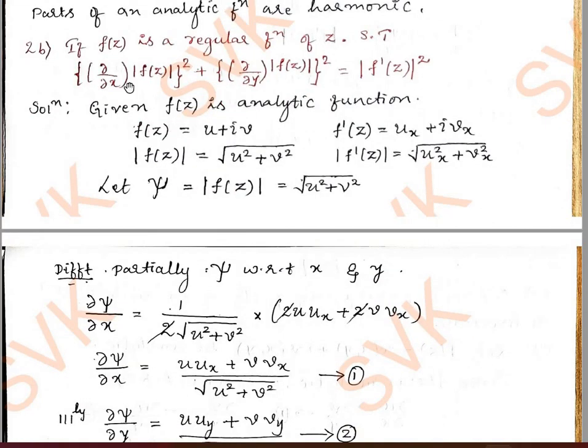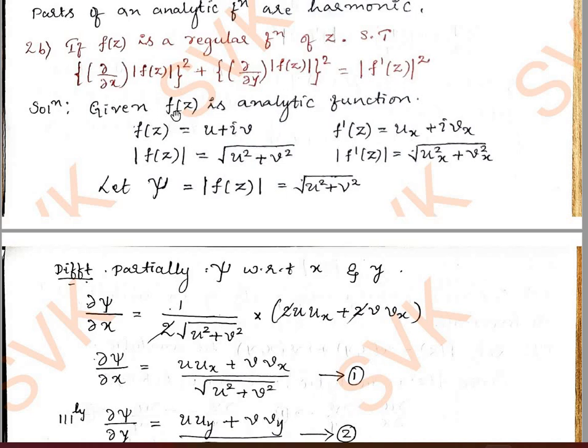Going with question number 2b, if f of z is a regular function of z, show that del by del x of modulus of f of z whole square plus del by del y of modulus of f of z whole square is equal to modulus of f dash of z whole square.